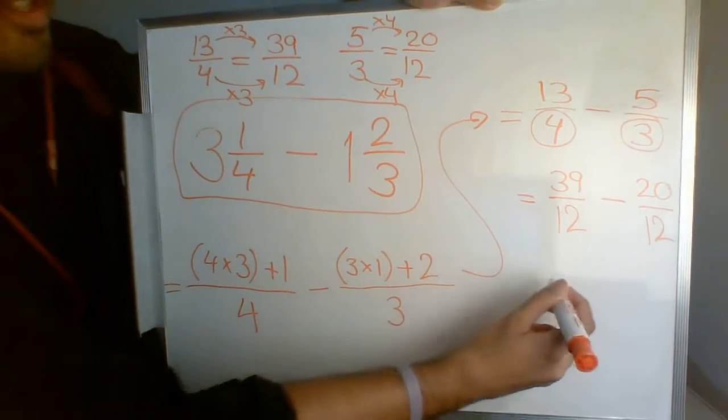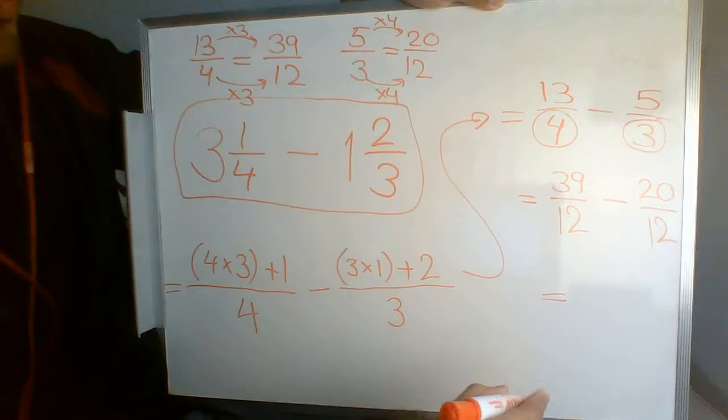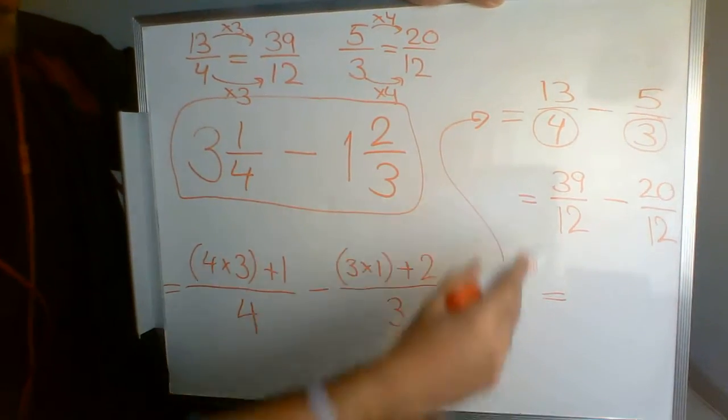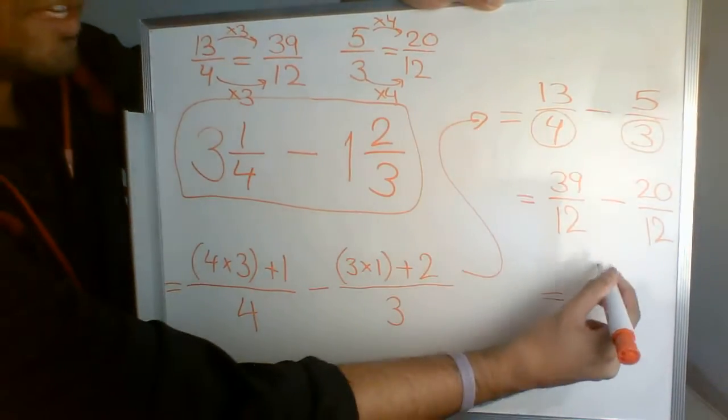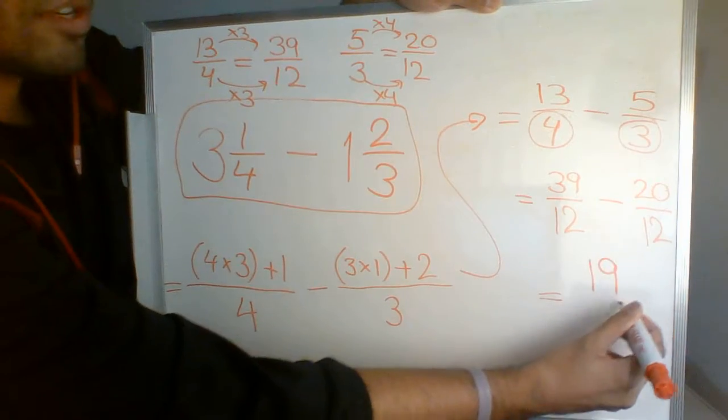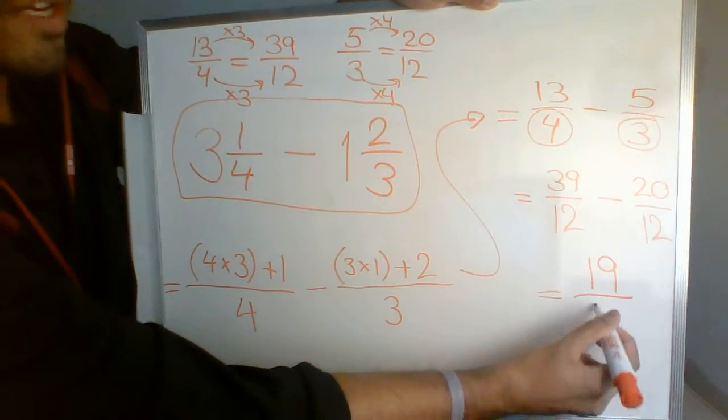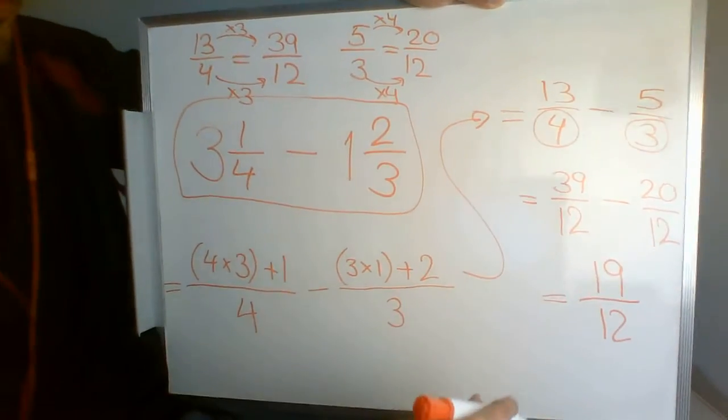And now because they've got the same denominator, we can just go ahead and subtract those. And so doing that subtraction, we get 39 minus 20 is going to leave us with 19 as our new numerator, and our denominator is still going to be 12.